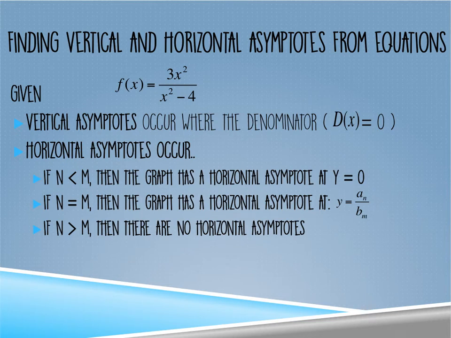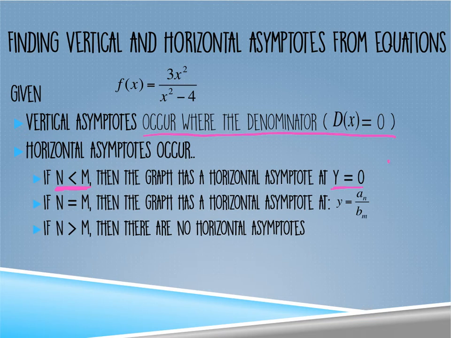We're going to go to the one right after. So finding vertical and horizontal asymptotes. Our vertical asymptotes, like we said 100 times, occur when the denominator is equal to 0. Our horizontal asymptotes have 3 different types. If the degree of our numerator is less than the degree of our denominator, then the graph has a horizontal asymptote of y is equal to 0.